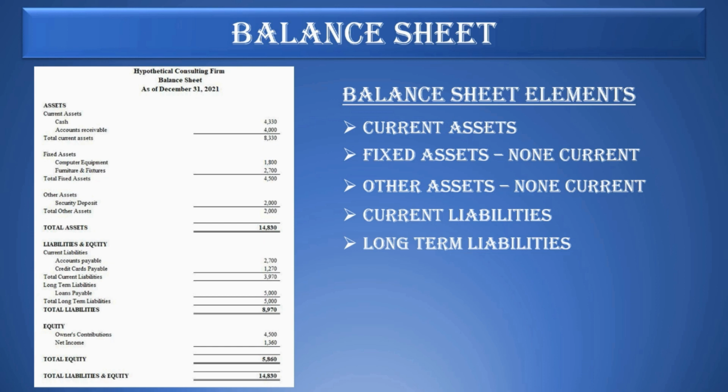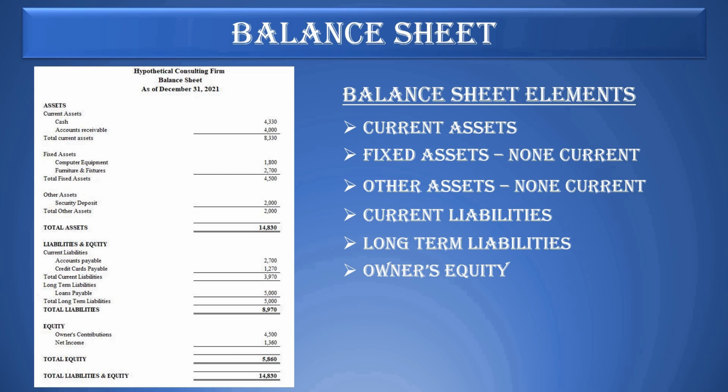The balance in the credit cards payable account comes from the journal entry that we booked for professional publications purchase in the amount of $1,270. Total current liabilities come to $3,970. Under long-term liabilities, we have a loan payable of $5,000. As you may recall, this is the loan we had to take to continue operations. Our total liabilities come to $8,970.